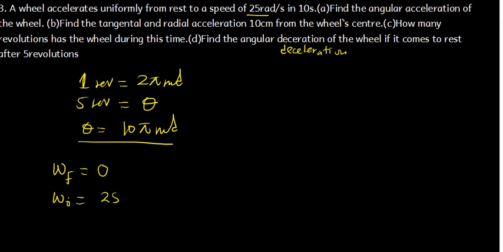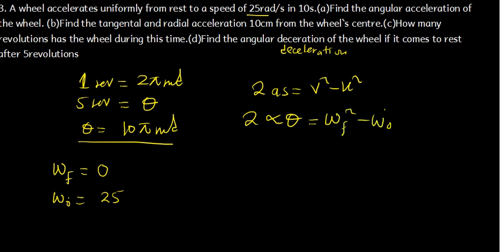But one equation of motion, we know that 2as is equal to v squared minus u squared. In angular terms, this becomes 2 times angular acceleration times theta is equal to omega final squared minus omega initial squared. The angular acceleration is what we want to find, and the distance here is what we've just determined, to come to rest in 10 pi radians.